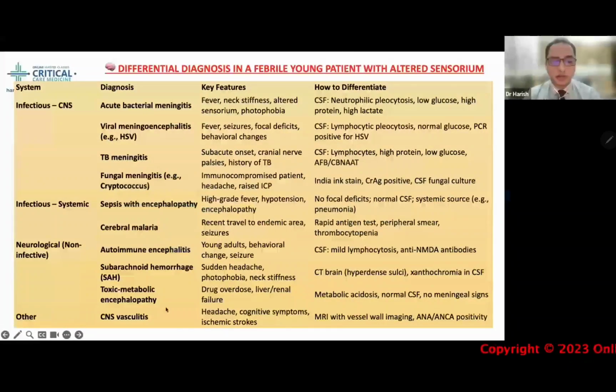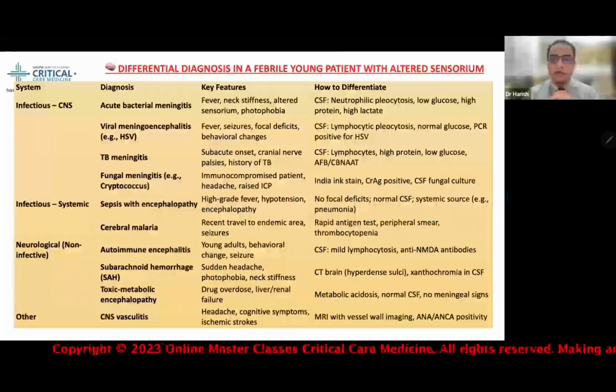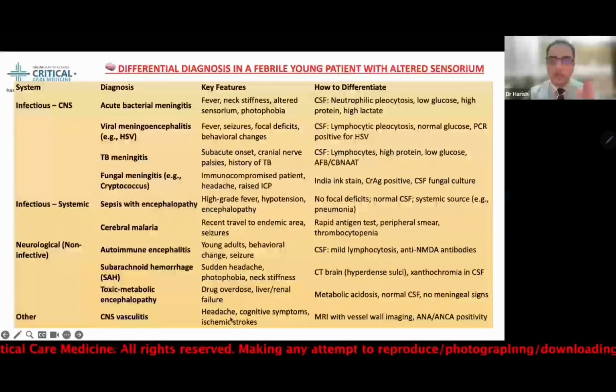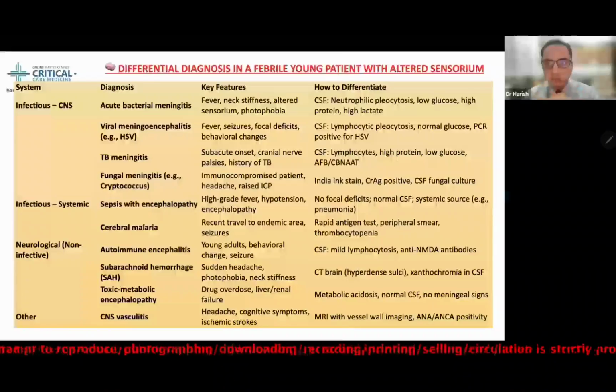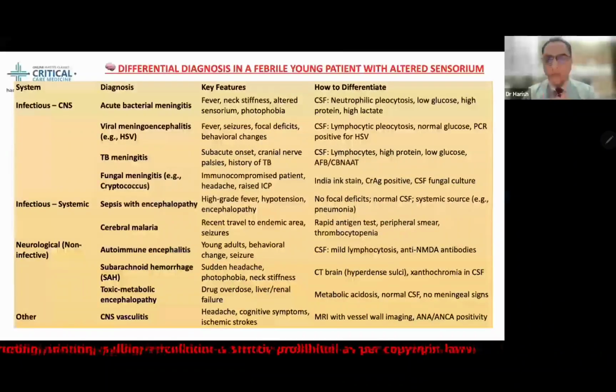Toxic or metabolic encephalopathy: usually they have a precedent like drug overdose, liver or renal failure, or metabolic acidosis, which may be high anion gap metabolic acidosis. CSF is normal, with no meningeal irritation signs. CNS vasculitis: usually they have headache, cognitive dysfunction, ischemic stroke. MRI with vessel wall imaging is the diagnostic modality. Usually they will have some connective tissue problem with ANCA or ANA positivity.